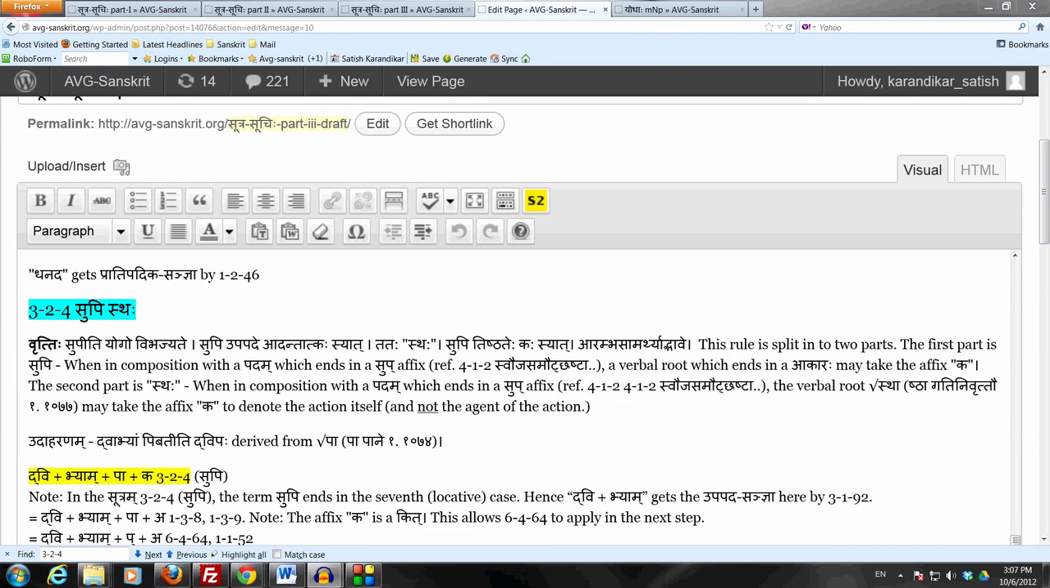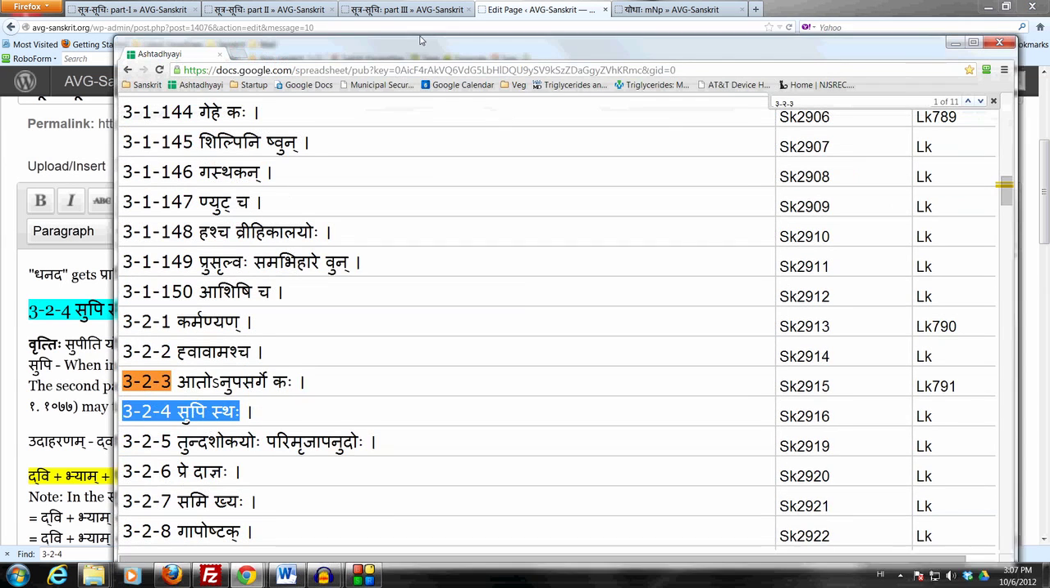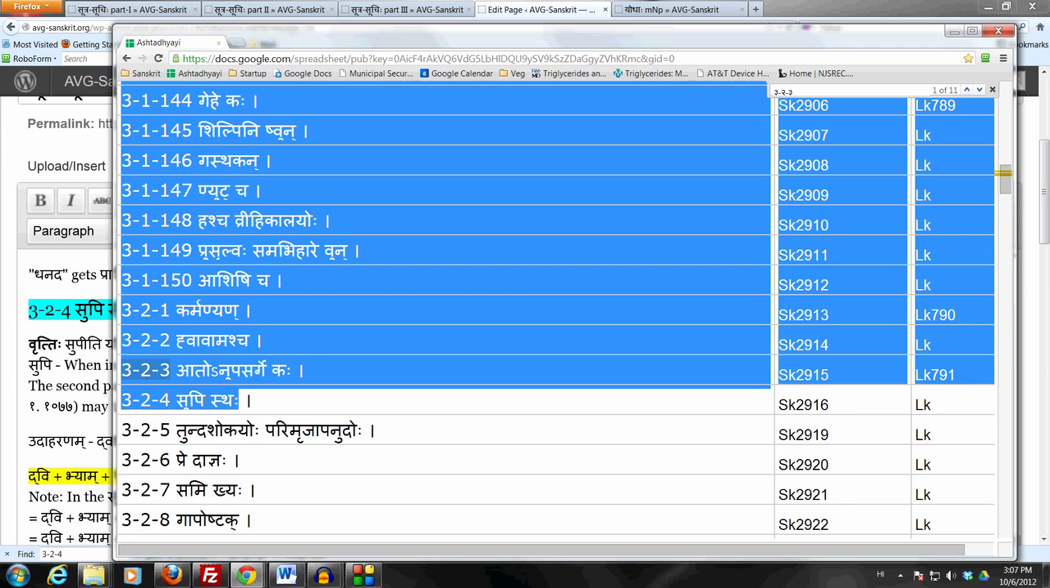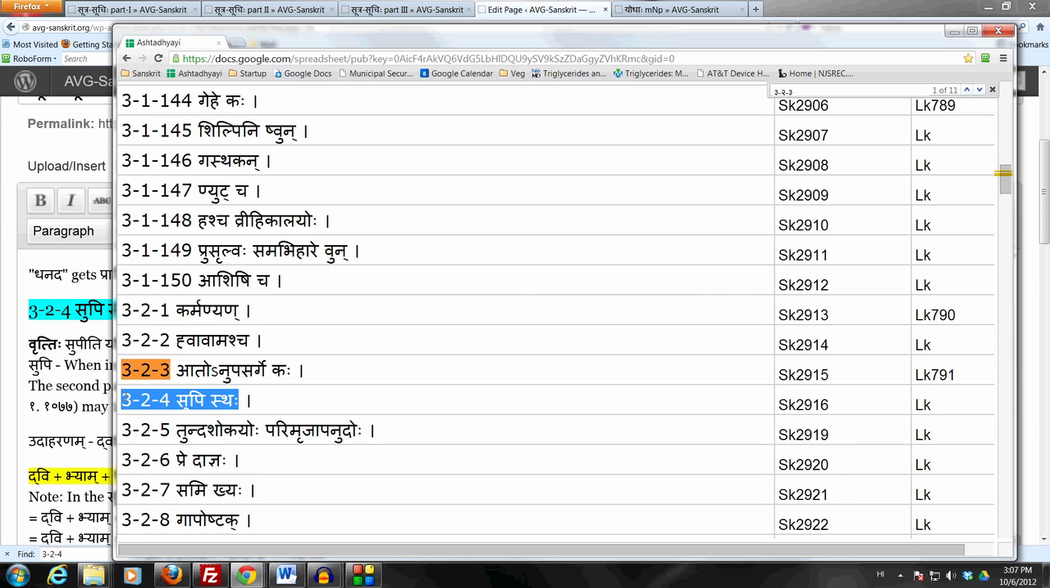Let us now look at the next sutram in the Ashtadhyayi order, Supisthaha. We just studied the sutram 323, which is Ato Nupasarge Kaha. And immediately the next sutram in the Ashtadhyayi is Supisthaha. Very simple sutram, also a very important sutram because a number of words are derived from this sutram.